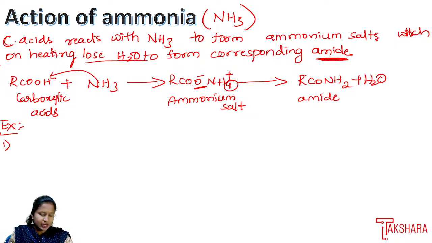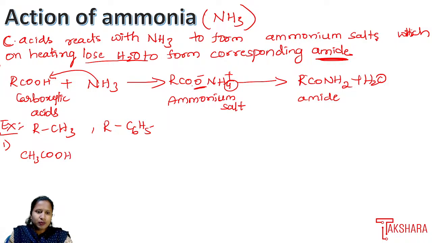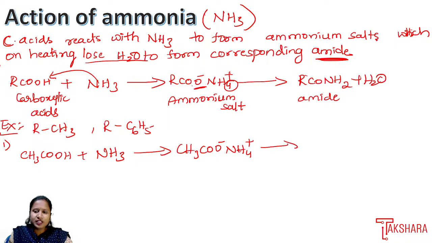So examples ಅಲ್ಲಿ first example, in place of R let us substitute CH3 ತಗೊಳ್ಳಿ, and another example let us take C6H5 ನ ಕನ್ಸಿಡರ್ ಮಾಡೋಣ. ಸೊ the first example ಏನಾಯಿತು? CH3COOH plus NH3 ಮಾಡಿದ್ರೆ ಫಸ್ಟ್ ನಮ್ಗೆ ಏನು ಸಿಗುತ್ತೆ? ಅಮೋನಿಯಂ ಸಾಲ್ಟ್ಸ್ ಆಫ್ ಪ್ರಾಡಕ್ಟ್ ಫಾರ್ಮೇಷನ್ ಆಗುತ್ತೆ. ಸೊ CH3COO minus NH4 plus ಸಿಗುತ್ತೆ.